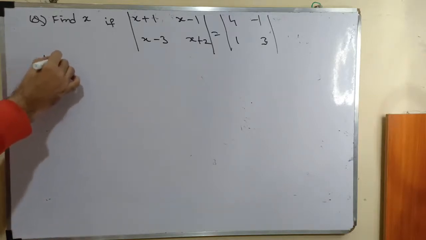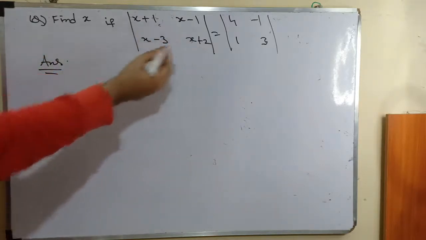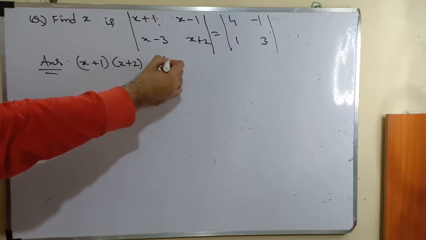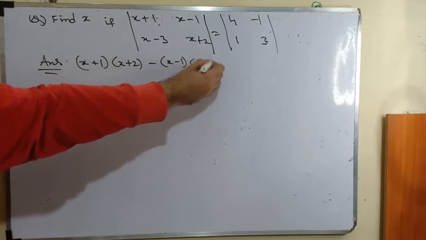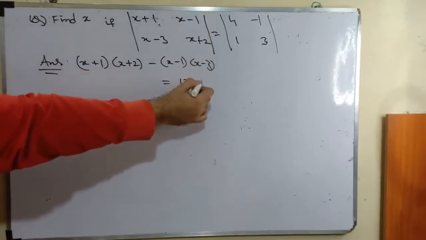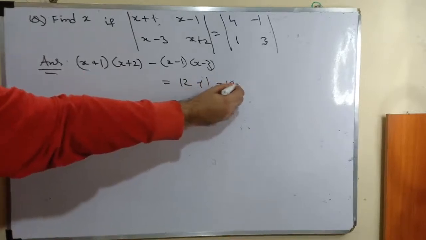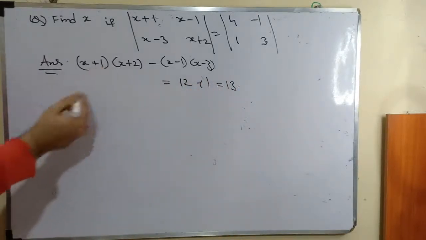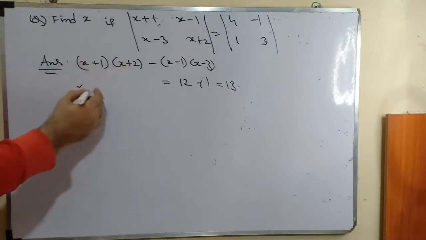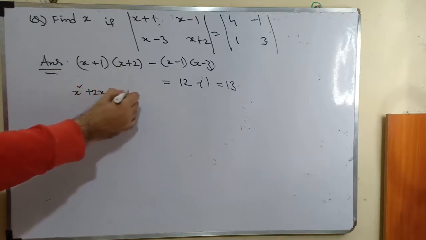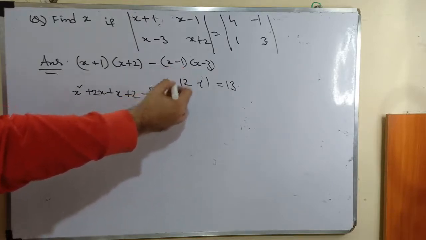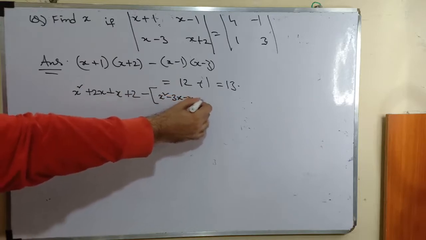So here let's solve this. x plus 1 into x plus 2, that is AD, minus BC, that is x minus 1 into x minus 3, which is equal to 4 3s are 12, minus 1 into minus 1 is minus 1, so that's plus 1, so that's 13 for us. So x plus 1 into x plus 2 is what we have to find. That is x square, x into x is x square, plus 2x plus x plus 2, minus of x square minus 3x minus x plus 3.